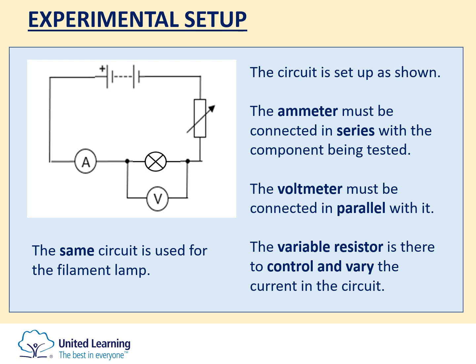There is an ammeter to measure the current, which must be connected in series with the component you're testing. There is a voltmeter that is connected in parallel. The variable resistor is there to control and vary the current in the circuit so that you can collect results.